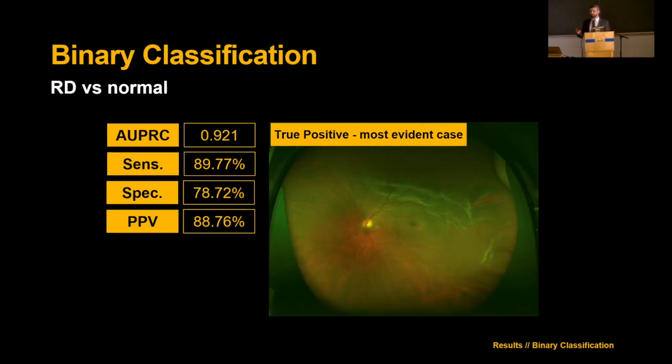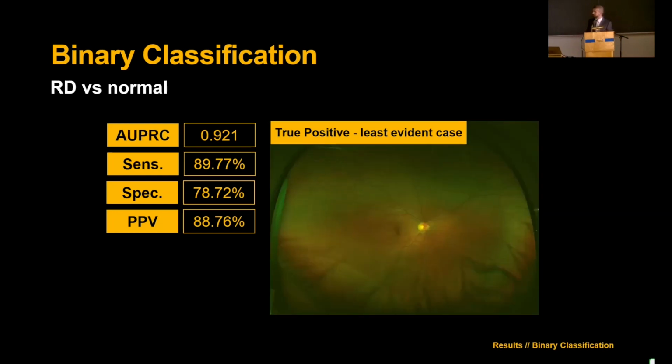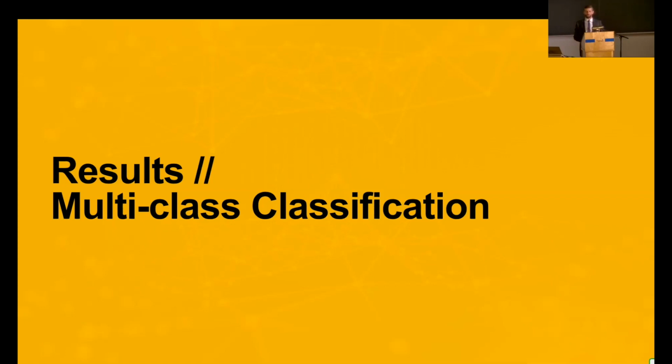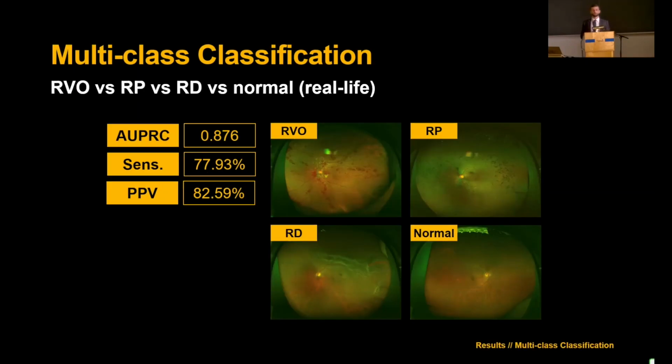It did that in most evident detachments, but also in least evident cases with only an inferior infratemporal shallow detachment without a visible break. The next step was to simulate real life. We wanted to create a single model that could simultaneously diagnose RVO, RP, RD from normal fundus photos. And our model did well with a positive predictive value of approximately 83%. 8 out of 10 times it was right when it diagnosed RVO, RP, RD, or normal fundus photos.